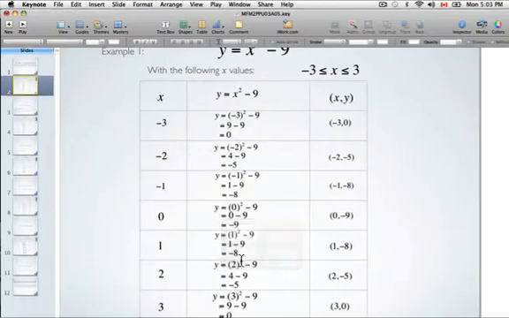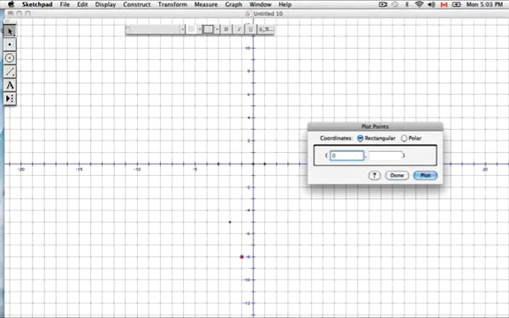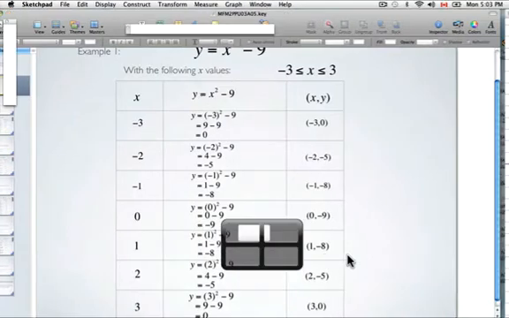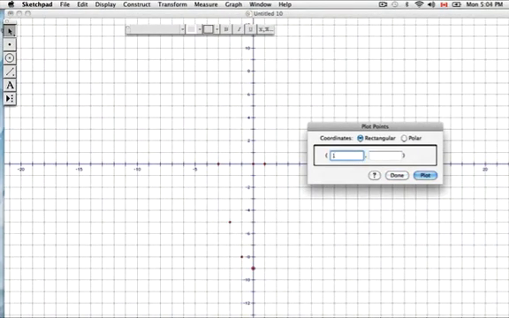Our next point, 0, -9. We'll plot it. And there it is. Our next point, 1, -8. X is equal to 1, y is equal to -8. And we'll plot it. There it is. Notice that it's starting to go back up. It's creating the parabola shape that we're used to seeing for quadratic expressions or quadratic relationships.